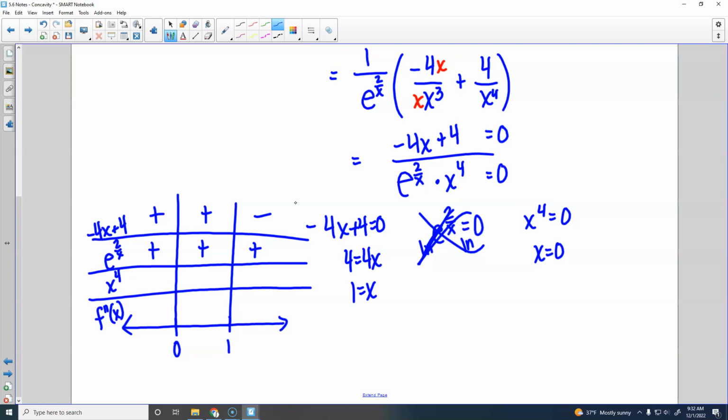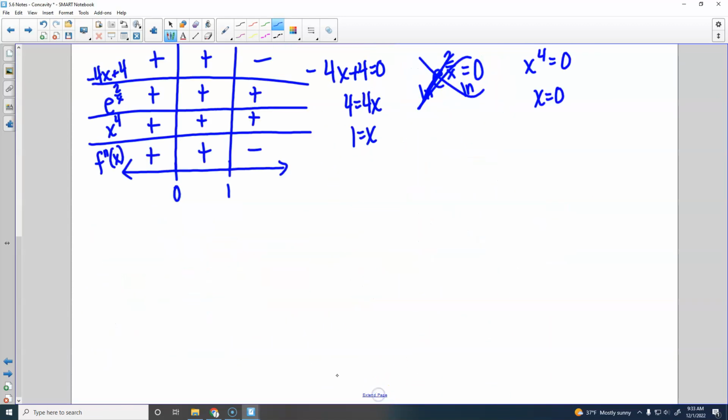And for x to the 4th, what are we going to get for it? Also positive all the way across, because if you raise something to the 4th power, it's going to be positive, because it's an even power. So you actually end up with plus, plus, minus here. So, Bo, this is sort of like an answer to your question here. We found 2 critical points, but the only point of inflection is actually at 1. This one was asking us for concave down, so we don't have to talk about points of inflection.